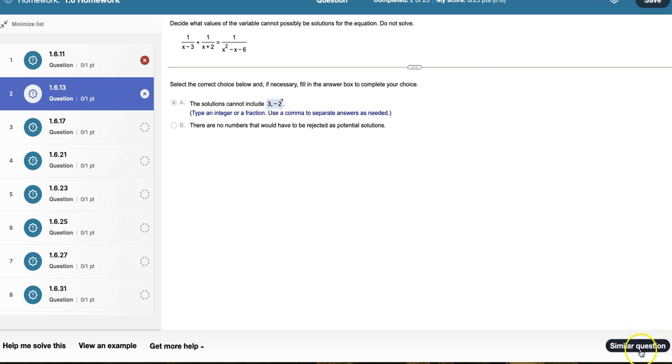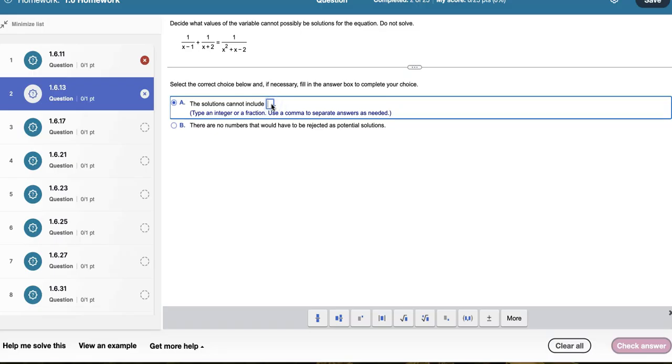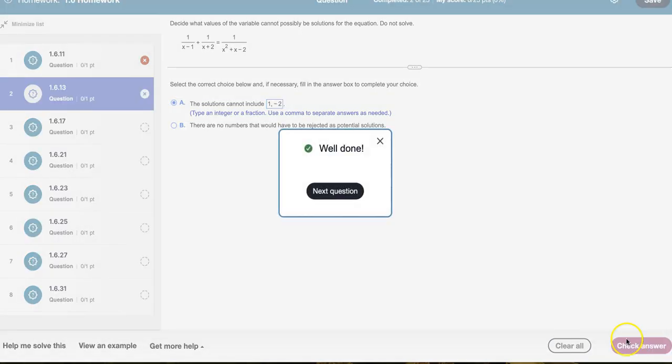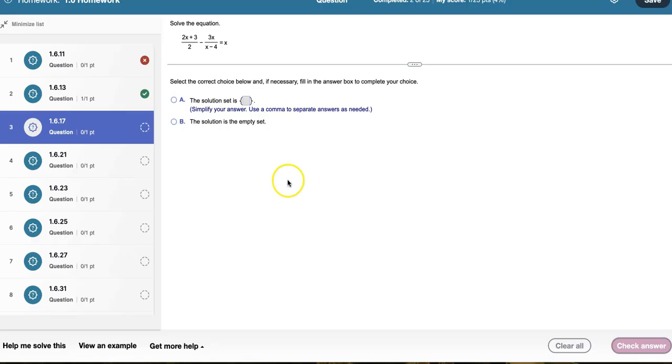I hovered over that and clicked on it. However, I can come down here and click on a similar question. It's going to give me a similar question with 3 new attempts. The values that would make X create our undefined or make our denominator 0 would be 1 and -2. So now I'm going to go ahead and get those right. It does say in the description down here to separate them by a comma. And when I check my answer and I get it right, notice that that turns into a green check mark and it automatically counts as correct.